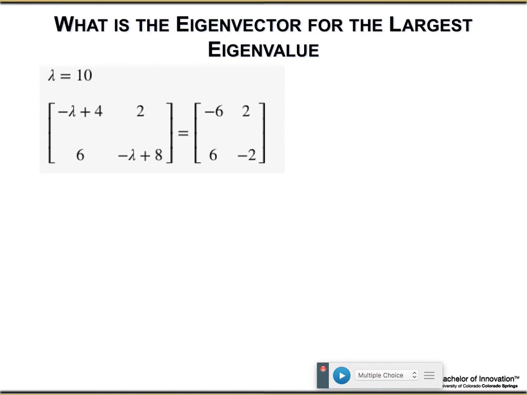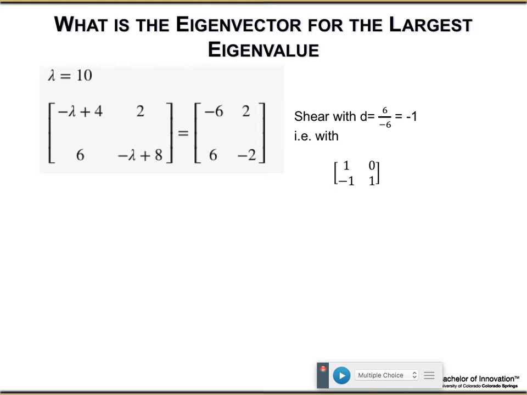Okay, so we're going to start with lambda equals 10. We put that into our matrix. We get minus lambda plus 4, 2, 6. We get the matrix minus 6, 2, 6, minus 2. Okay, so I'm going to again shear that with minus 1.